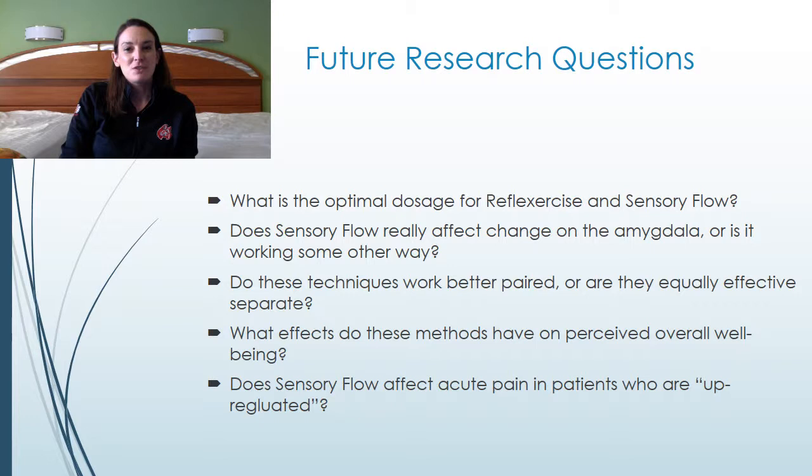Other future research questions that we have: what is the optimal dosage for reflexercise and sensory flow? Does sensory flow really affect change to the amygdala, or is it working some other way? Do these techniques work better paired, or are they equally effective individually? What effects do these methods have on perceived overall well-being? And does sensory flow affect acute pain in patients who are considered upregulated?